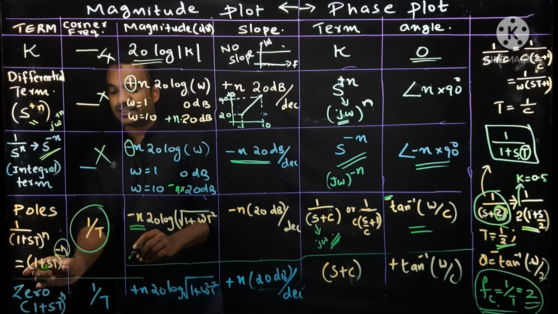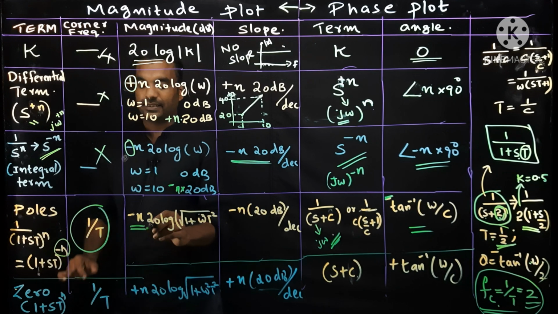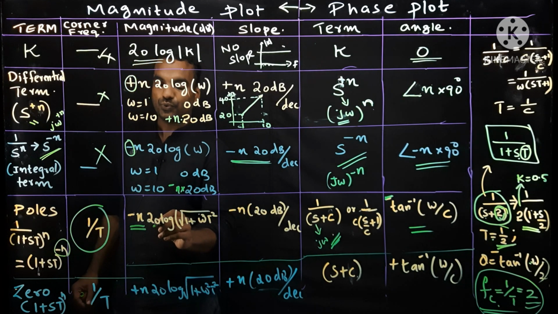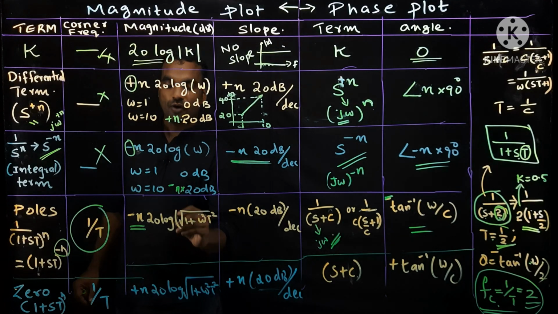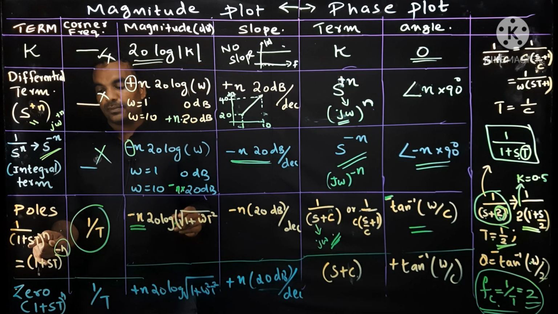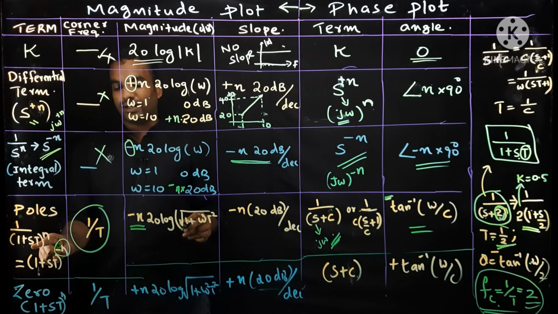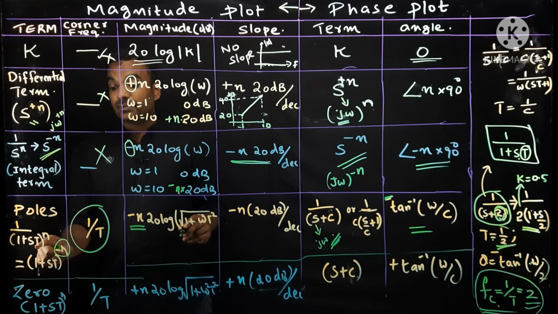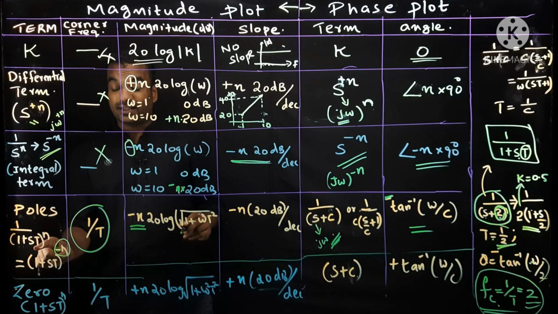So this is the standard representation, 1 plus st raised to minus n. So minus n into 20 log of its magnitude. This is the magnitude. Why is this the magnitude? Put s is equal to j omega. Now it will become 1 plus j omega t. What is the magnitude of 1 plus j omega t?